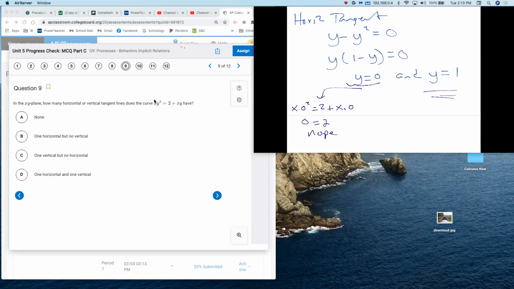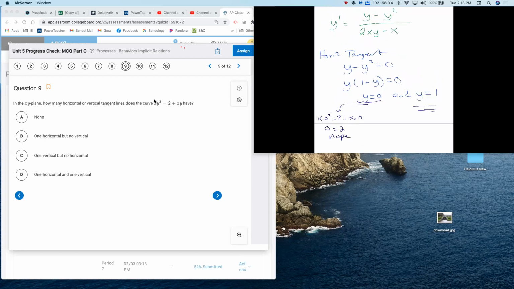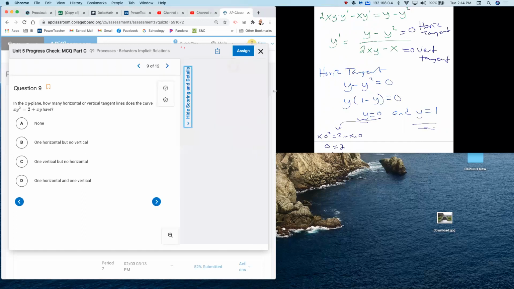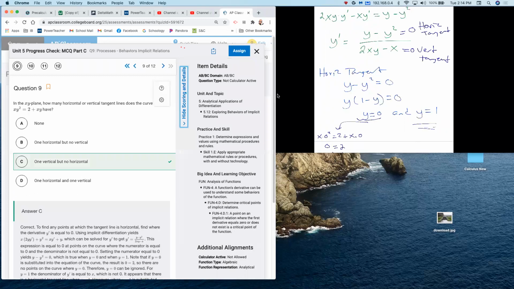And then we do the same thing, finding the vertical tangent. When this equals 0, we have a horizontal tangent. When this equals 0, we have a vertical tangent. So that's how we're going to calculate those. And that's what they do when you look at their answer on here. One vertical, but no horizontal. So I guess if I plug in 1 up here, I probably run into some situations that don't work out as well.